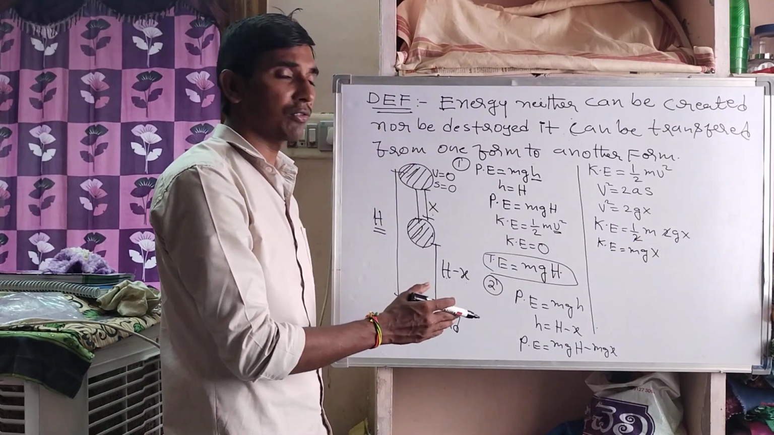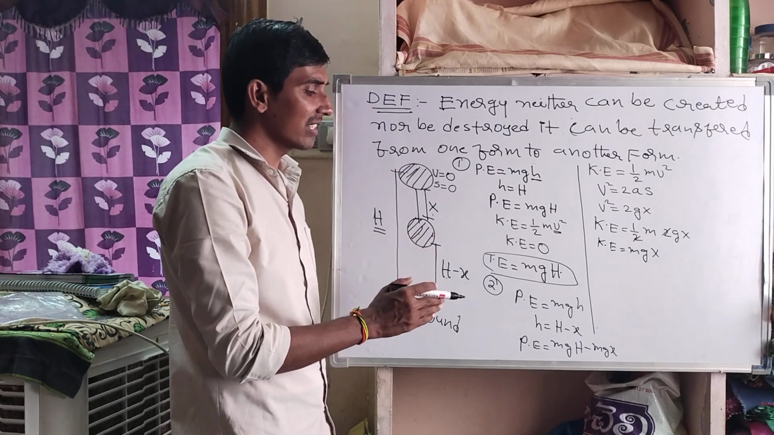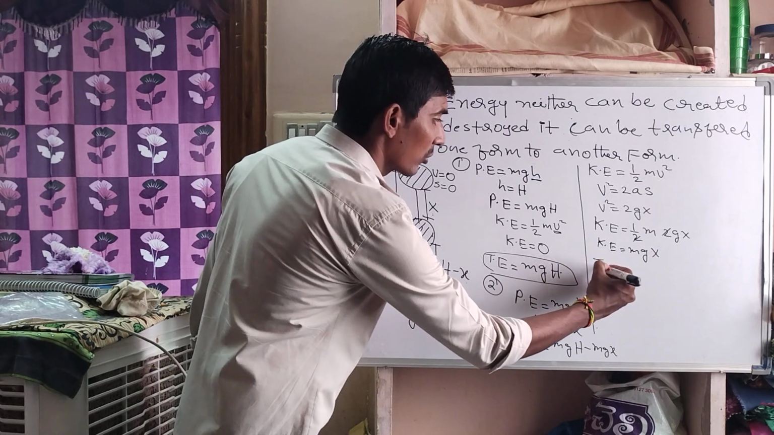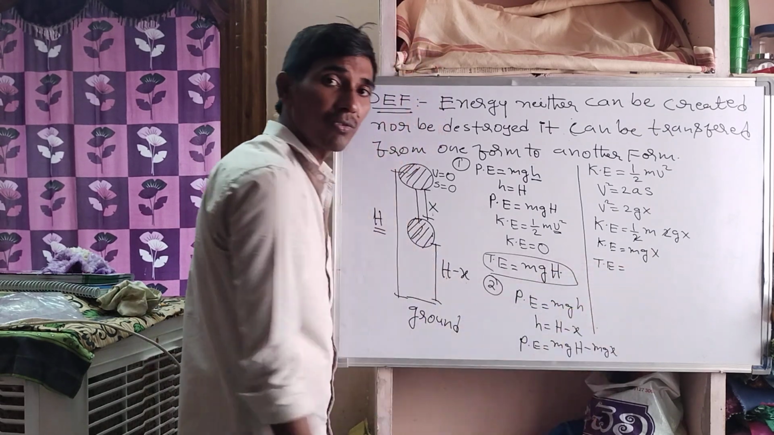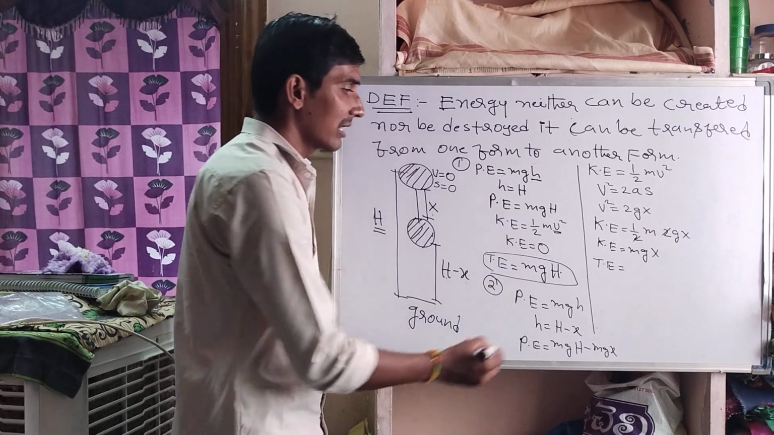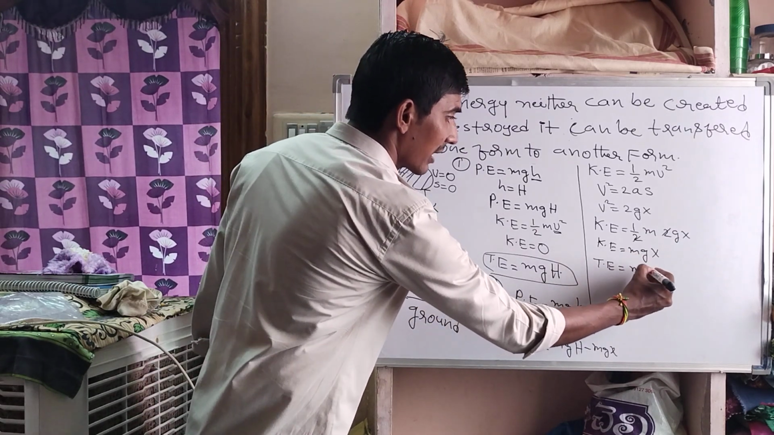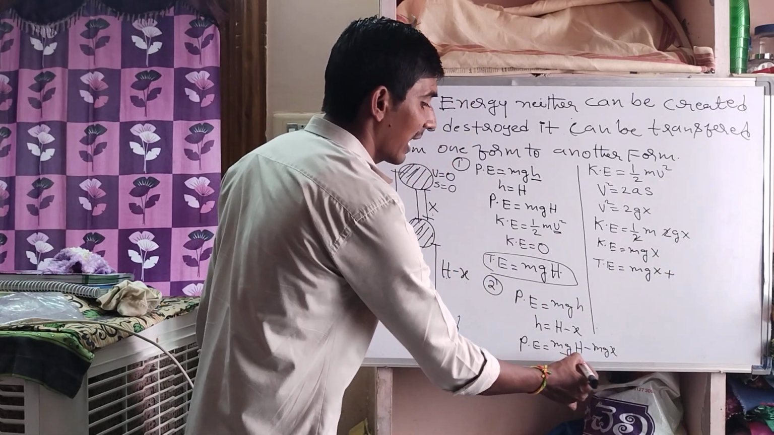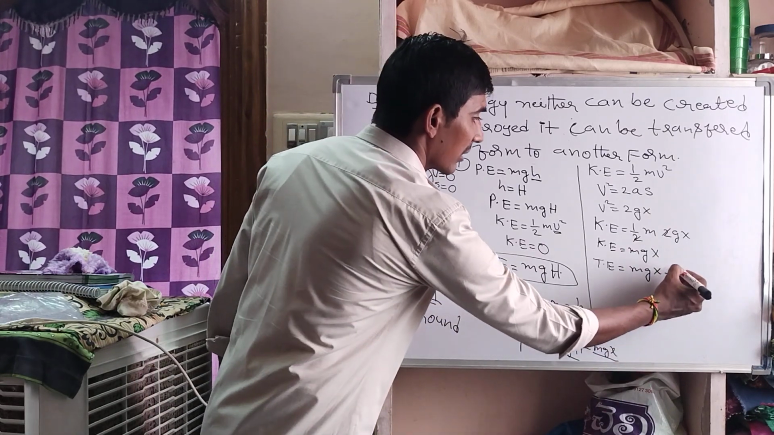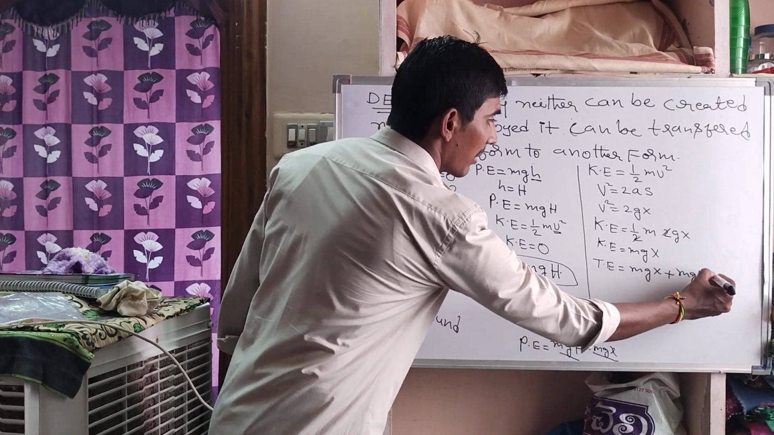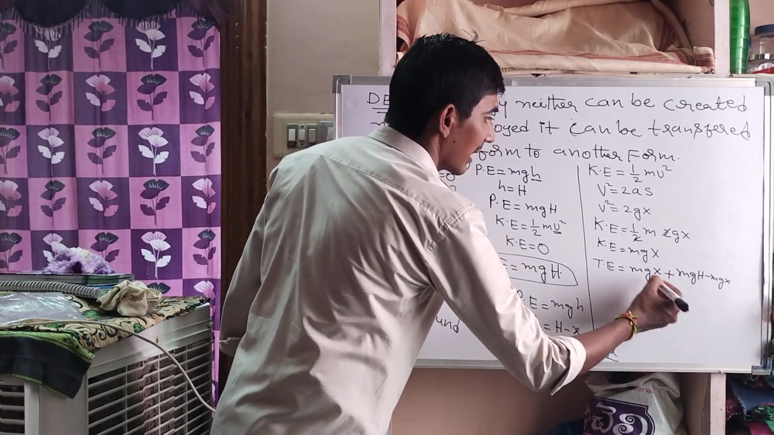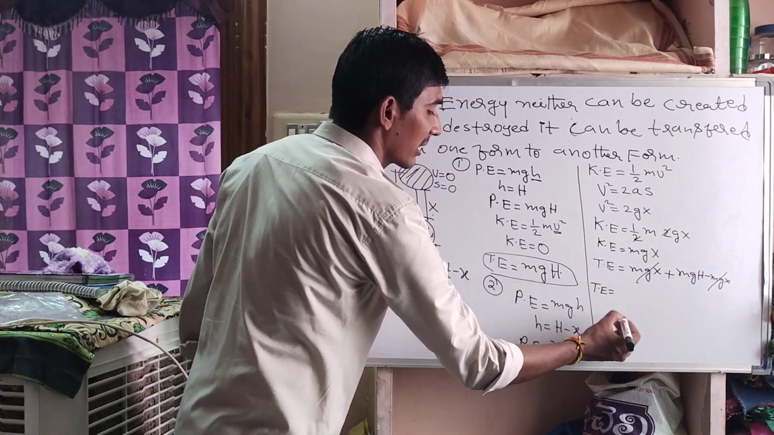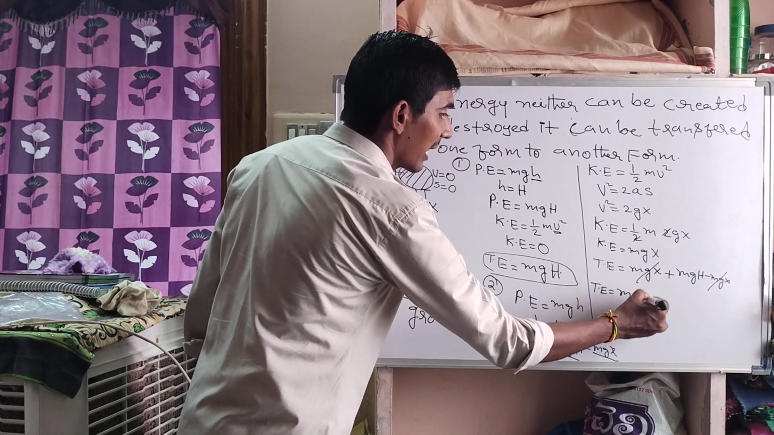In the second position, the total energy is nothing but kinetic energy plus potential energy. So the total energy equation for the second position of the object is: kinetic energy, mgx, plus potential energy, mgh minus mgx. So mgh minus mgx plus mgx, here mgx is cancelled. The remaining total energy is equal to mgh.